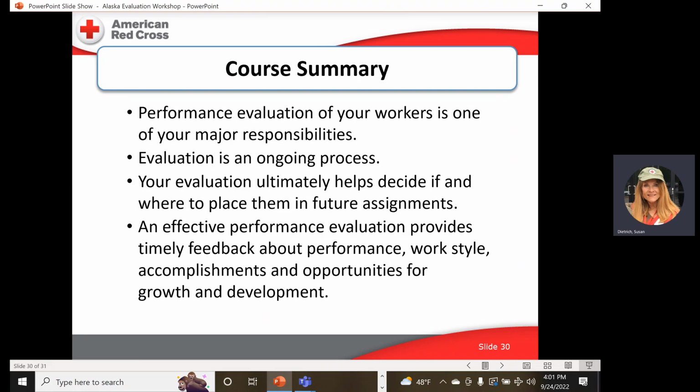Also, if someone is trying to move up, you have to have 3 evaluations recommending that you move to the higher level before you can even apply to move up in that gap. So it is critical that you write the evaluation. You want to do it in a timely fashion and talk about their accomplishments and opportunities for growth and development.